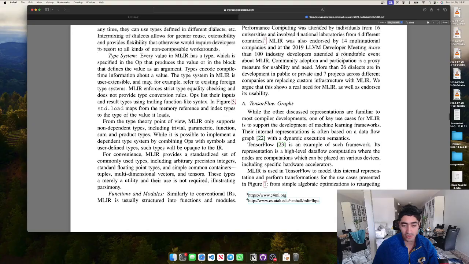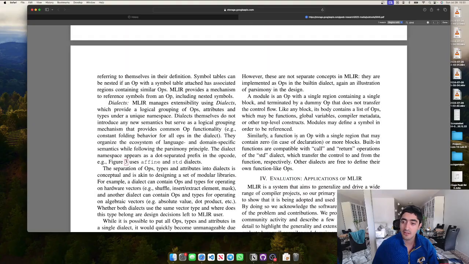Functions and modules. Similarly to conventional IRs, MLIR is usually structured into functions and modules. However, these are not separate concepts in MLIR. They are implemented as operations in the built-in dialect, again an illustration of parsimony in the design. A module is an operation with a single region containing a single block and terminated by a dummy operation that does not transfer the control flow. Like any block, its body contains a list of operations which may be functions, global variables, compiler metadata, or other top-level constructs. Modules may define a symbol in order to be referenced.